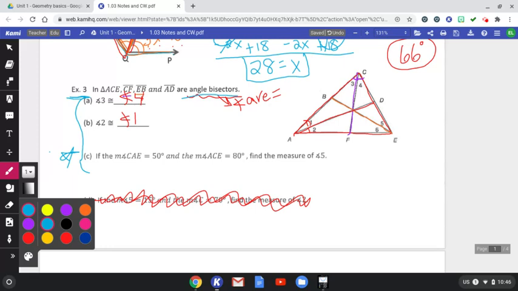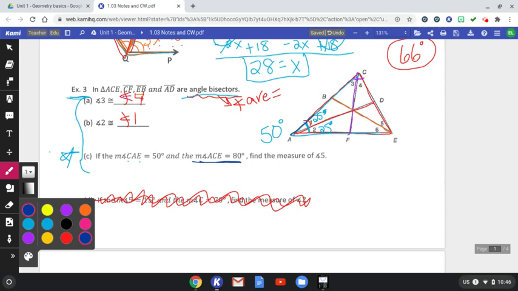Sorry about the bells. So angle CAE is 50. So it's from C to A to E is 50. That means that whole angle measured at A is 50 degrees. Well, we know we had an angle bisector, so that makes each of these half of 50. So we have 25 degrees there, 25 degrees down here.